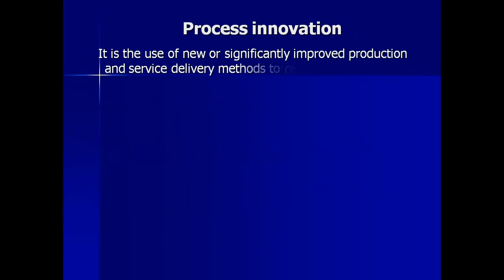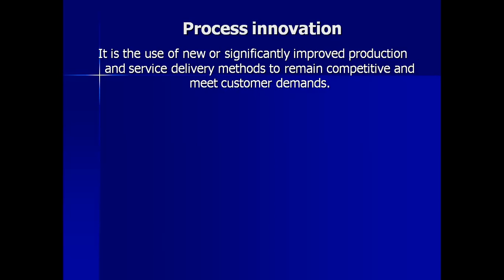Now process innovation means, here process means obviously the process which is there in the operations department, right? And innovation, doing something new, an improvement in the process. This is what we call process innovation. Let's have a look at the definition. It is a use of new or significantly improved production and service delivery methods to remain competitive and meet customer demands. So remember, your focus should be on the use of new or significantly improved production and service delivery methods. This must be part of your definition.